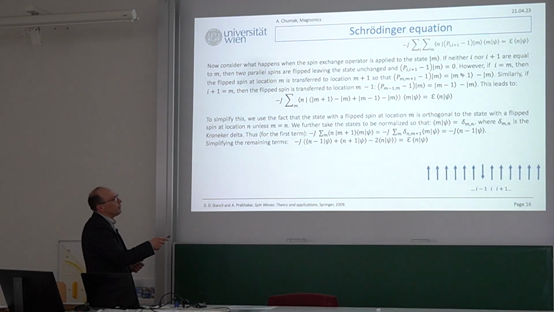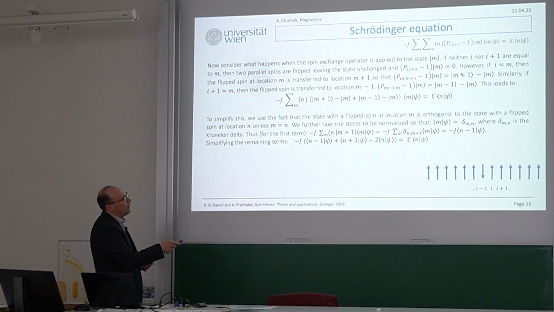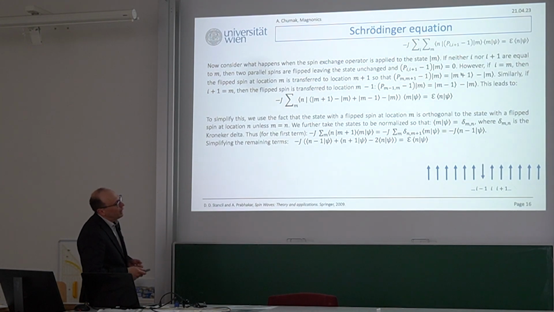Simplifying the remaining terms, you do principally the same for the other terms, like it's shown here. And at the end of the day, you will have n minus 1, n plus 1, and 2 times n, ψ, and energy, like it's shown here.